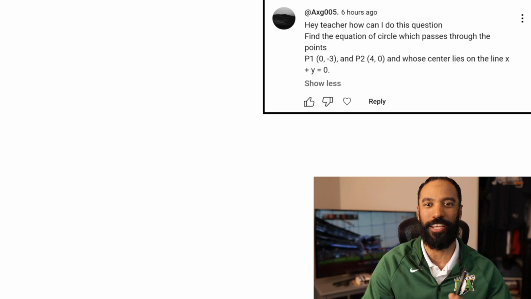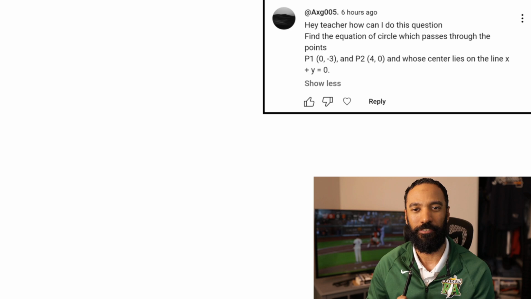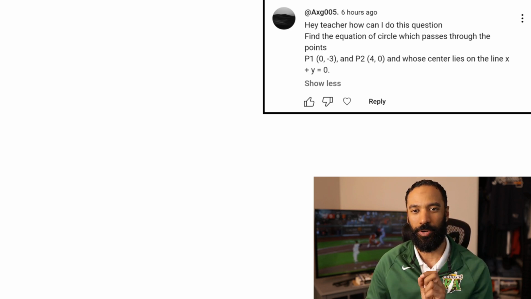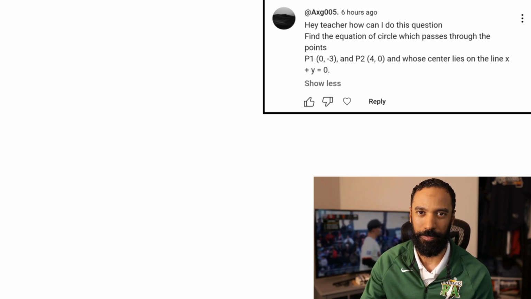and that person is user AXG005 asking, hey teacher, how can I do this question? Find the equation of circle which passes through the points (0, -3) and (4, 0), and whose center lies on the line x + y = 0.